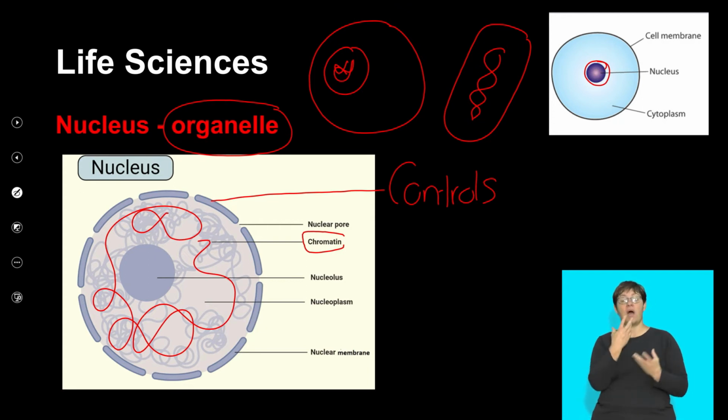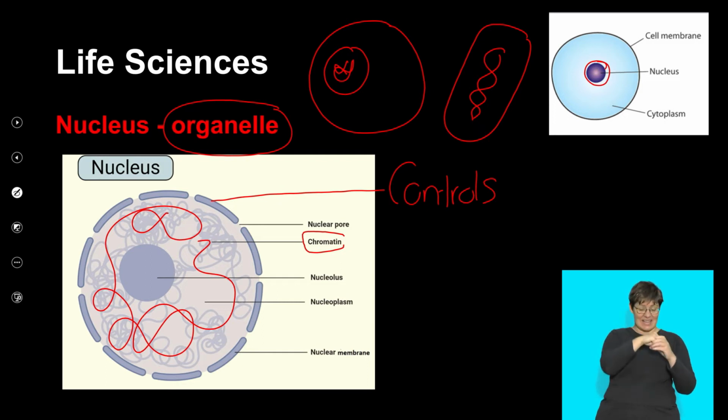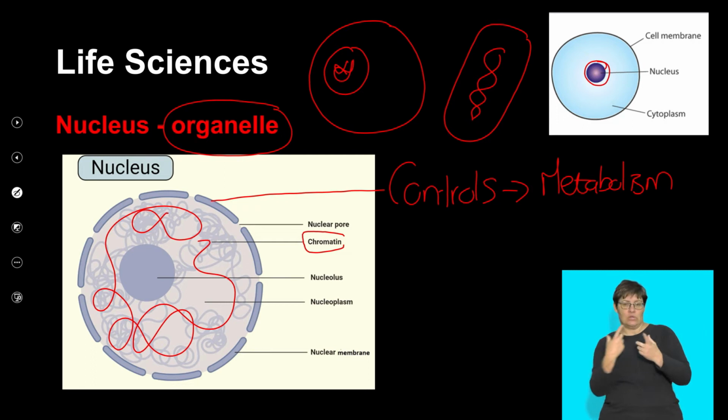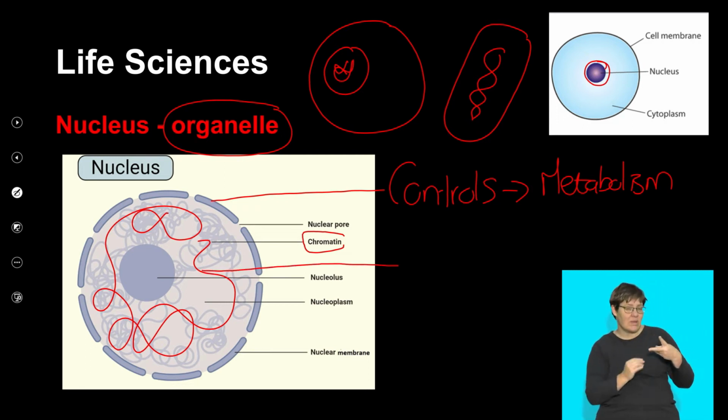So what have we got? We have an organelle, a structure in the cell that performs a specific function. Here, it controls all the activities of the cell. For the cell's activities we use the word metabolism: how fast or how slow a cell does something. What else will the nucleus have?